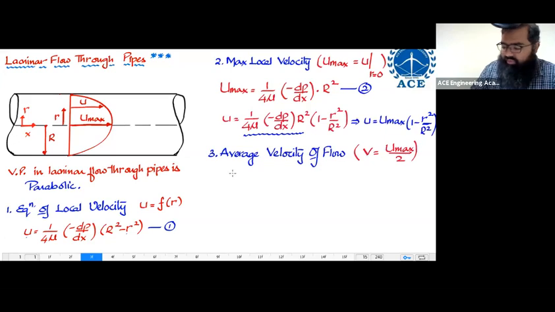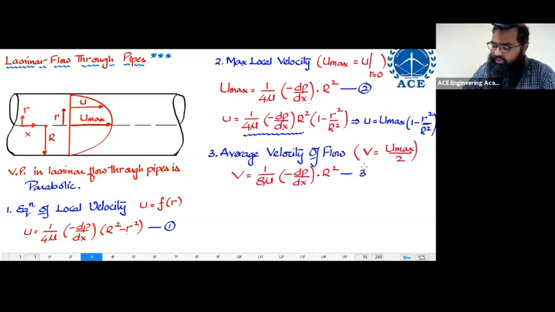So what is the equation over here? Once I know U max, I have to divide it by 2. That is 1 by 8 mu minus dp upon dx multiplied to capital R square. So this happens to be my third equation over here. Okay. Third equation over here.